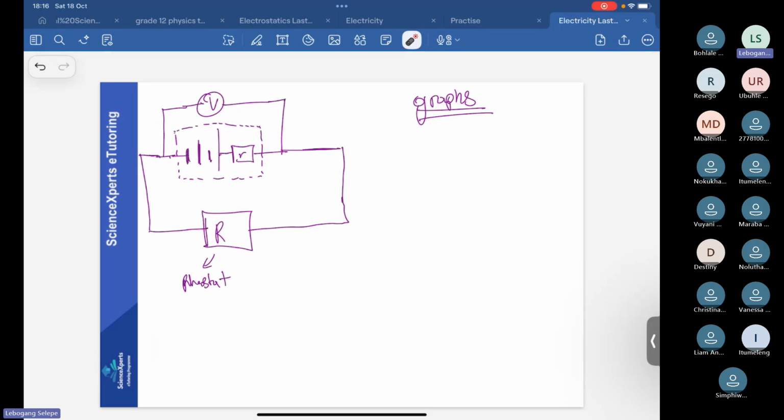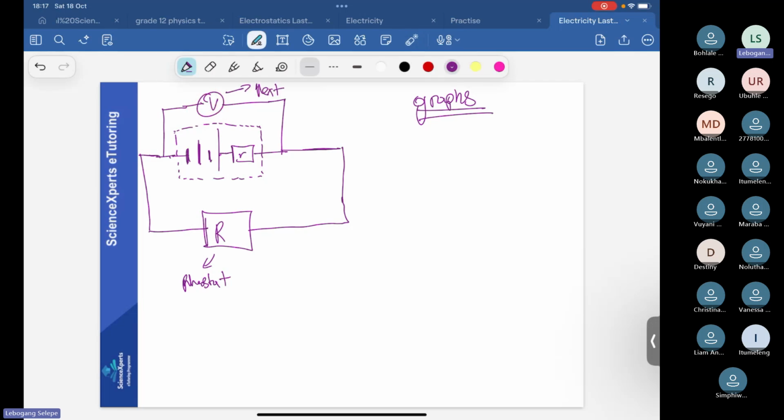Remember that if I decrease the resistance, then the total current would increase, because current and resistance are inversely proportional. So if I increase resistance, current would decrease. Then how would the fact that current has changed affect the external voltage, the value of this voltmeter here? Remember, this voltmeter here is measuring the external voltage, V external.